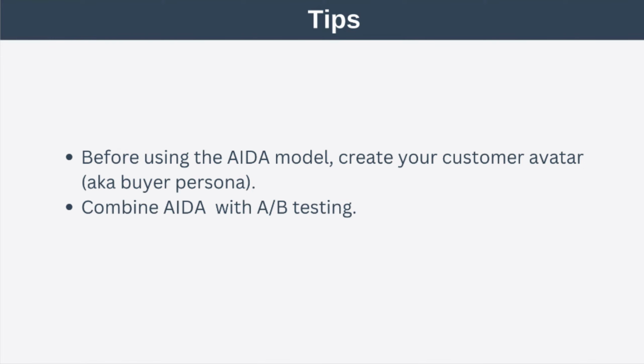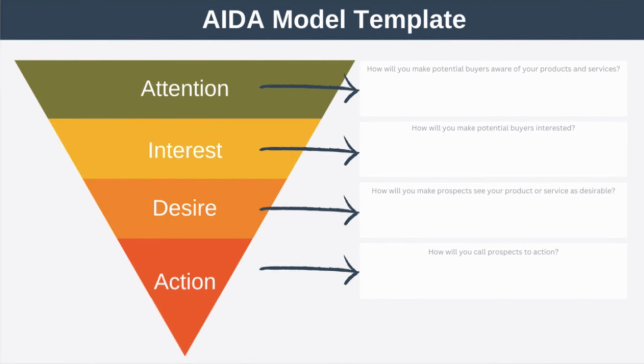The other tip is that once you've used the AIDA model to determine your marketing communications, combine it with A/B testing to improve your return on investment at each level of the funnel. Before we look at a couple of examples, I've put together an AIDA template that you can use if you'd like to craft your own marketing communications. You can download it by following the link below this video.